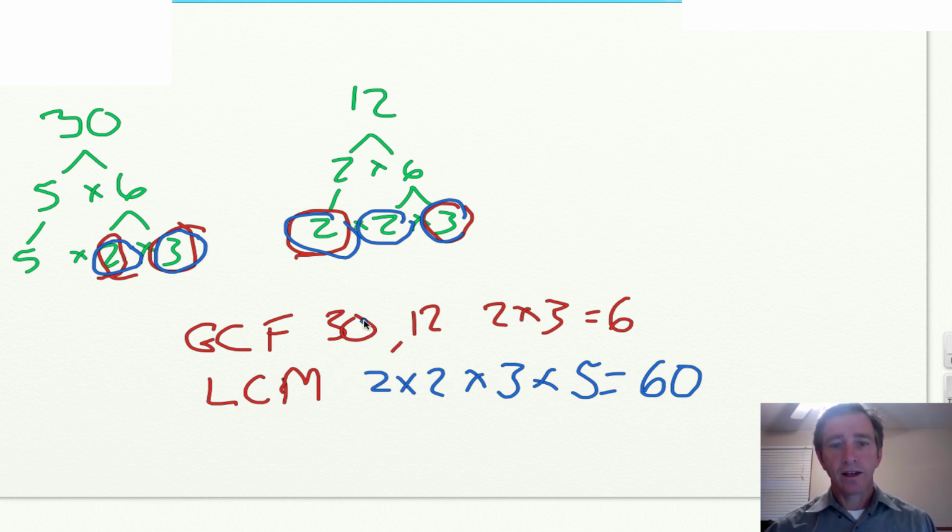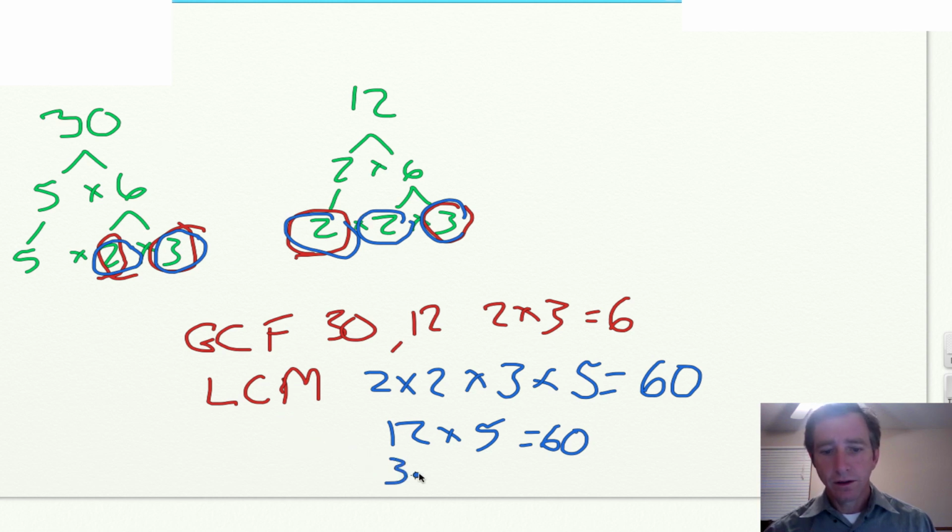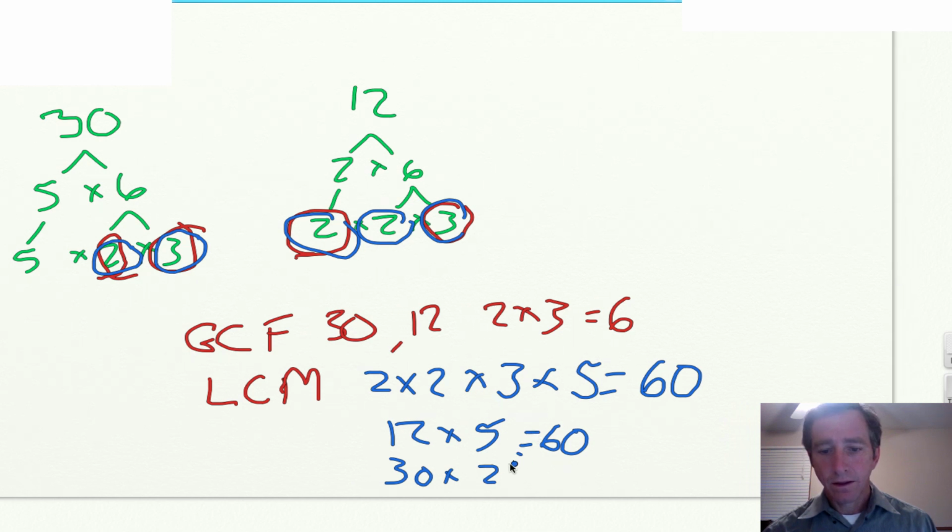Another way to check that is that we take the 12, multiply it times the factors that we haven't used from that 12. 12 times 5 is also 60. We took the 30, multiplied it by the factor that doesn't belong under it. 30 times 2 is 60.